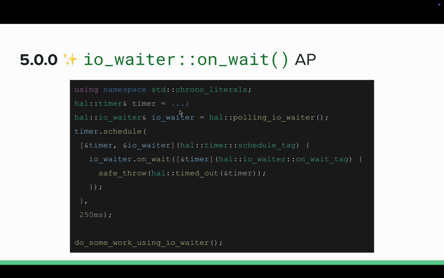So it takes the timer as a reference, it takes the IOWaiter as a reference, and then takes a schedule tag. This is just because this particular schedule takes a schedule tag, IOWaiter takes an onWait tag. And all we do is we set up IOWaiter to onWait, throw an exception called timed out. So here's the whole idea underneath. This is going to do some work. It's going to call some class or some object like SPI or I2C or UART. UART usually doesn't really need this, but I2C or SPI.